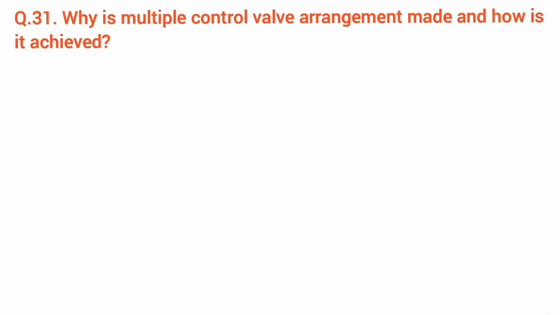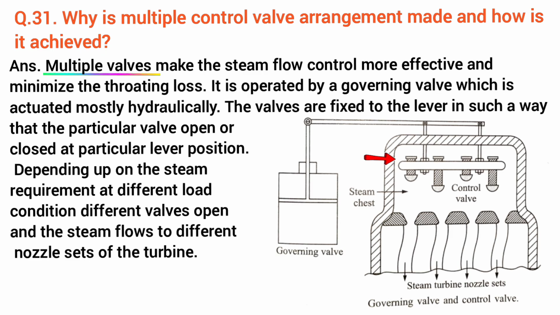Why is multiple control valve arrangement made and how is it achieved? Multiple valves make the steam flow control more effective and minimize the throttling loss. The valves are fixed to the lever in such a way that a particular valve opens or closes at a particular lever position. Depending upon the steam requirement at different load conditions, different valves open and the steam flows to different nozzle sets of the turbine.